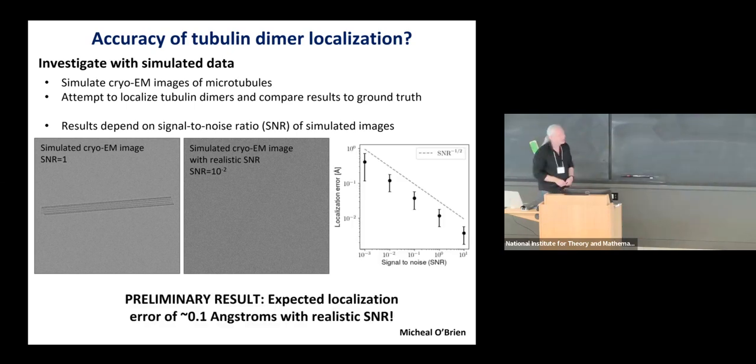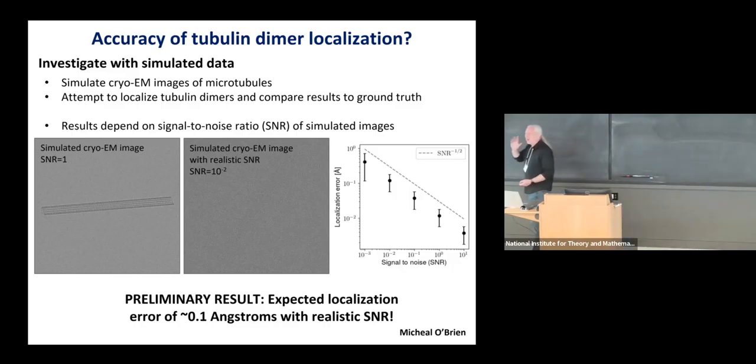okay, if you actually try to match stuff up and you measure localization precision as a function of signal to noise, okay, with signal to noise of 1, you can get insanely good values. But even with 10 to the minus 2, you can get a localization precision of roughly 0.1 angstroms with realistic signal to noise. Okay, 0.1 angstroms. Okay, so at first I was like, that's insane.